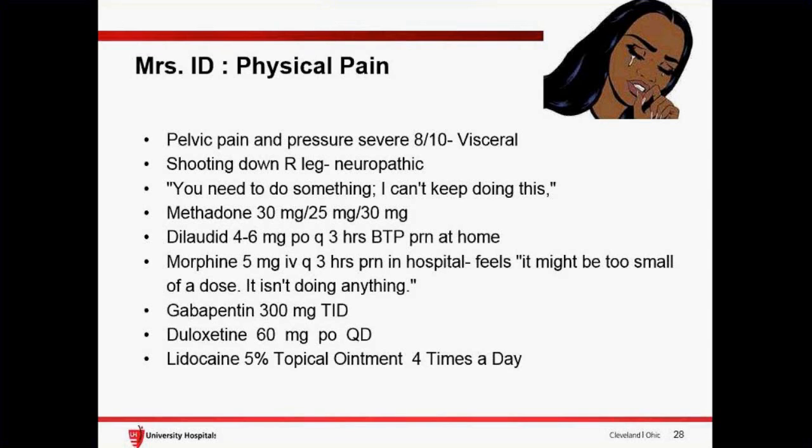She's on methadone 30, 25, and 30. Dilaudid 4 to 6 milligrams every 3 hours for breakthrough pain at home. Morphine 5 milligrams every 3 hours for pain in the hospital, PRN. But she still feels it might be too small of a dose, and it isn't doing anything. She's also on gabapentin, duloxetine, and Lidoderm locally.